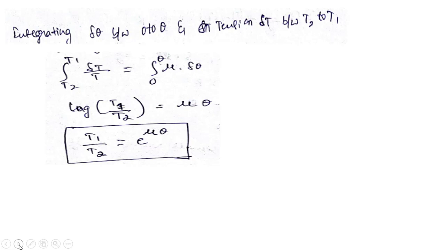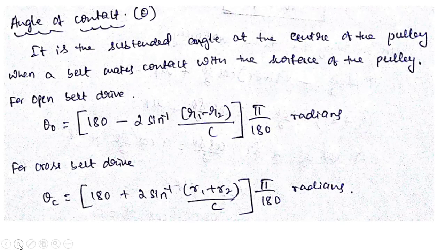Practice this derivation too. Next, again we will have some small formulae which are required to solve the numericals on belt drives. So let us see this with some theory concepts which are required here. First thing is the angle of contact theta. It is the angle subtended at the center of the pulley when a belt makes contact with the surface of the pulley. That is what I have shown in the previous diagram in the driven pulley. When that belt makes contact with that pulley surface, the angle subtended by that belt at the center of the pulley will be called the angle of contact theta.